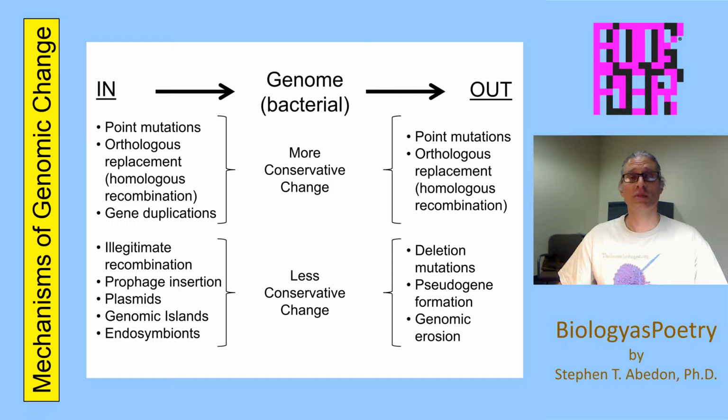If an organism's genome is going to remain constant in size, it means that gains in genes have to be balanced by losses in genes. Gains in DNA have to be balanced by losses in DNA. These gains and losses can be described as more conservative versus less conservative, or more radical versus less radical.